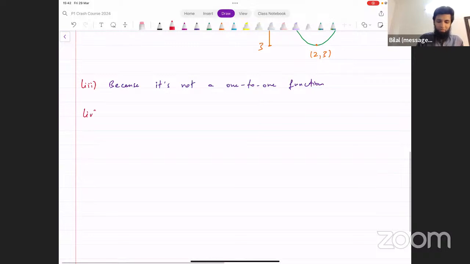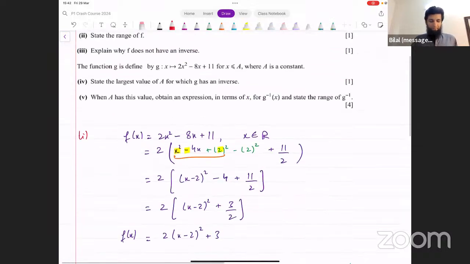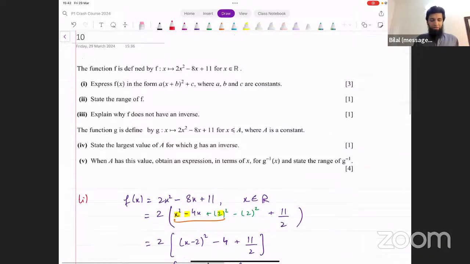Okay, part 4 now. There's another function g that's defined by g of x equals this, and we're given that x is less than or equal to a, where a is a constant. State the largest value of a for which g has an inverse. Now, what does that mean? What's this function g of x? Well, if you look at this closely, it's 2x squared minus 8x plus 11, and that's exactly what f of x was as well. What's the difference between these two?